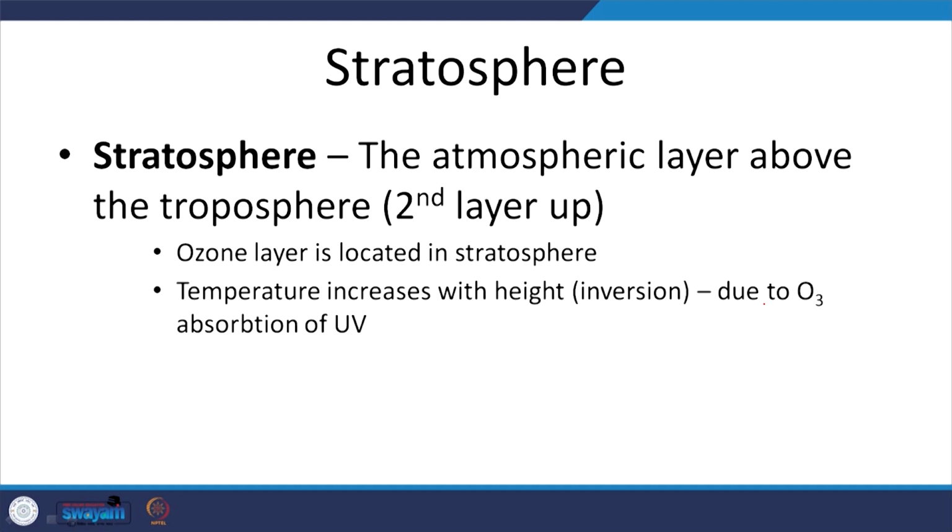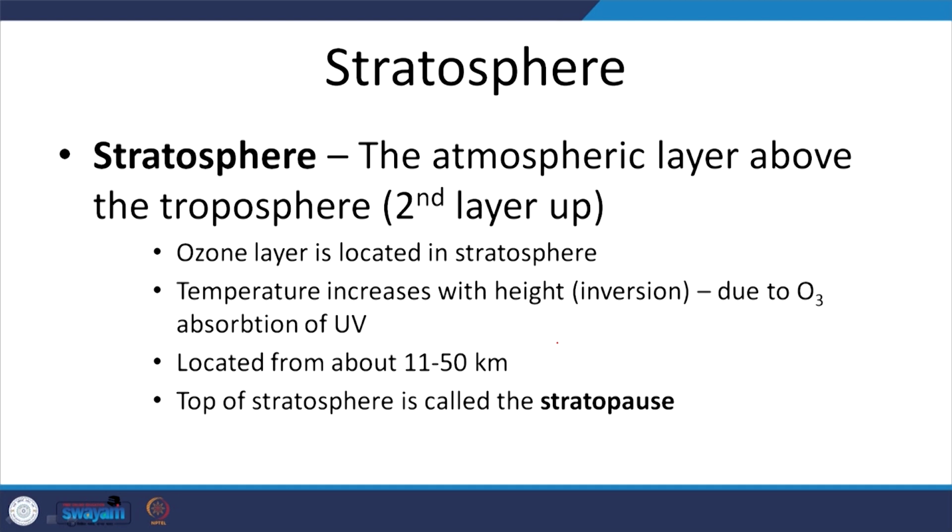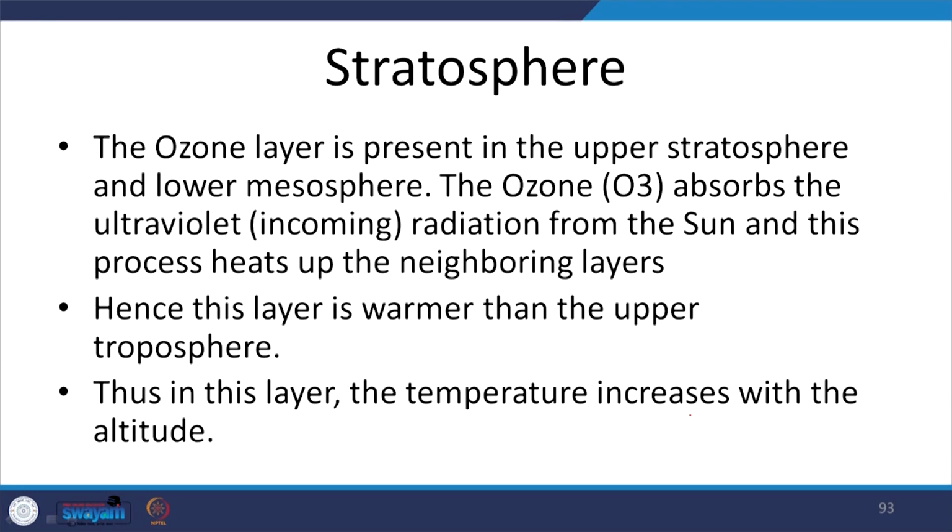The temperature increases with height. So, this is an inversion. If the temperature decrease is assumed to be normal, then this phenomenon is an inversion to this. So, the temperature increases with respect to height due to the absorption of ultraviolet by the ozone molecule, and this is located at 11 to 50 kilometers, and the top of the stratosphere is called the stratopause. The stratosphere contains nearly 19.9% of the atmospheric mass. Okay. The ozone layer is present in the upper stratospheric and lower mesospheric region.